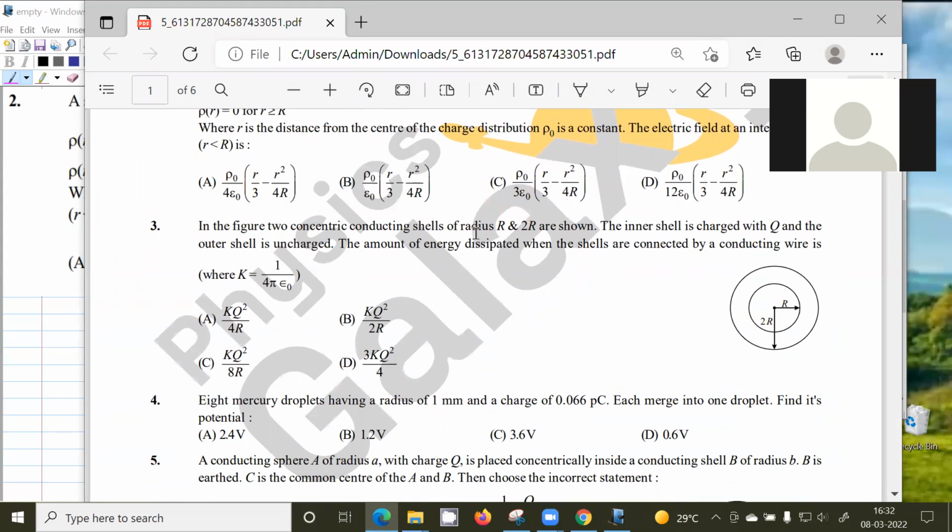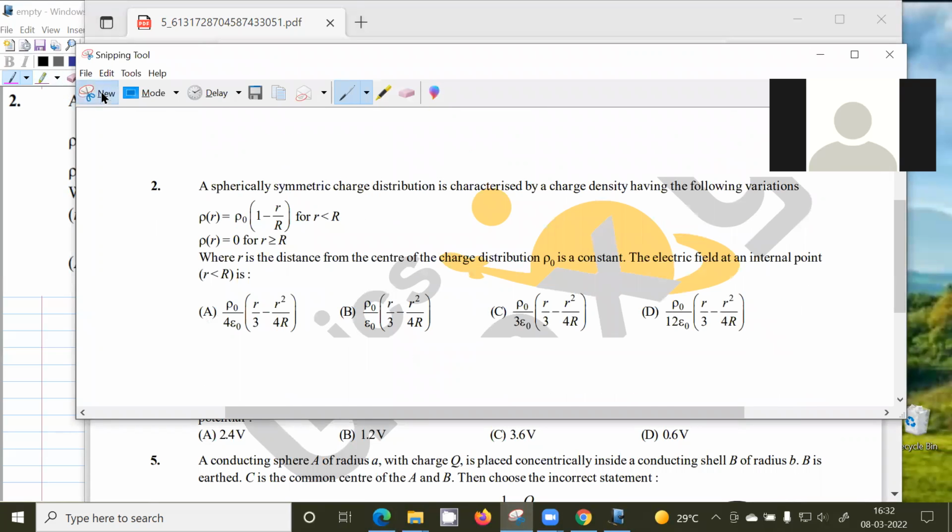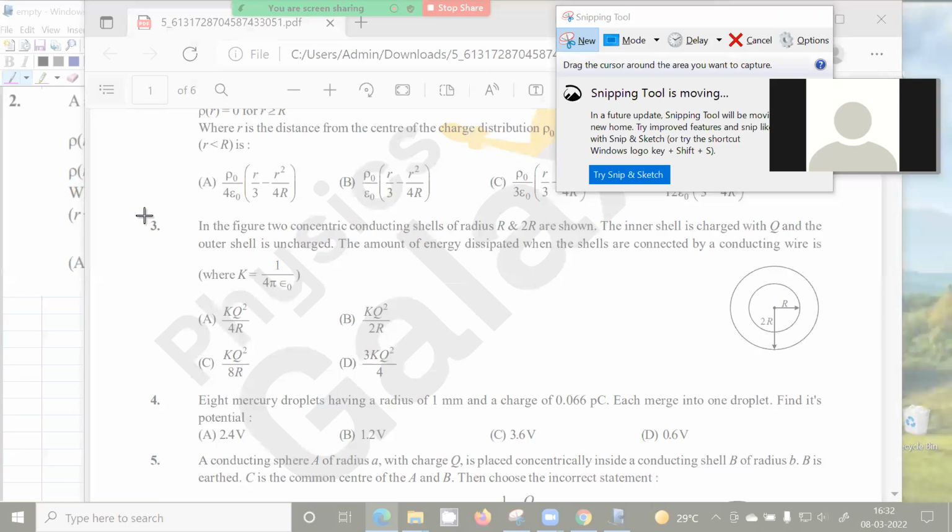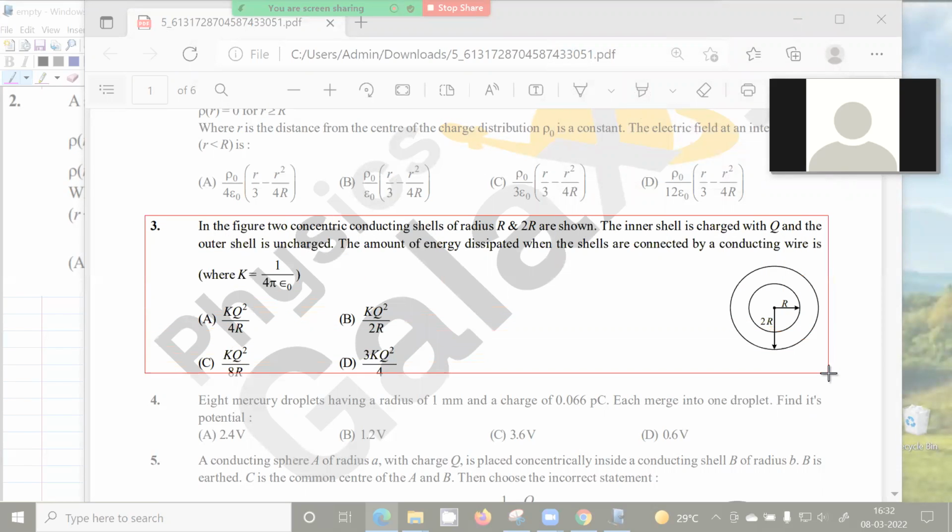In figure 2, concentric spherical shells of radius r and R, inner shell with charge Q and outer shell uncharged. Find the amount of energy dissipated when the two shells are connected via switch S. The initial condition is the inner one has got capital Q. After connecting, what will happen? Some charge will go from the inner sphere to the outer sphere until they have the same potential. So you can think of this as a capacitor.